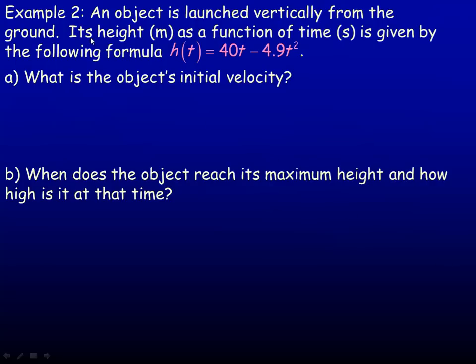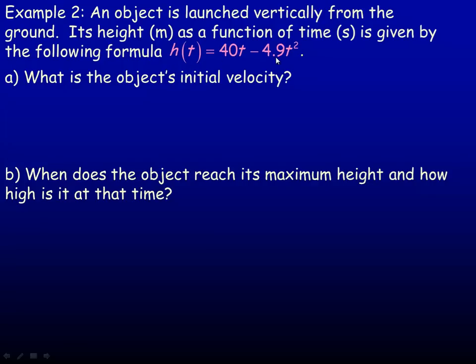Flipping over to the next page, in this example, which continues on the next page as well, an object is launched vertically from the ground. And we're told that its height is measured in meters at time t seconds. The time is measured in seconds, so t represents the time in seconds. h is the height in meters. So we're asked, what's the object's initial velocity?